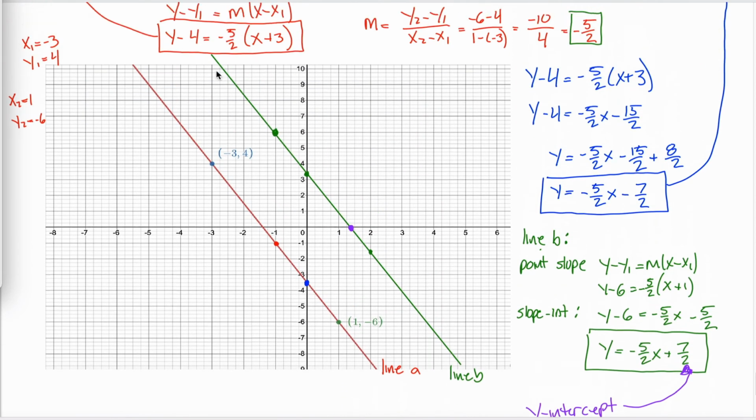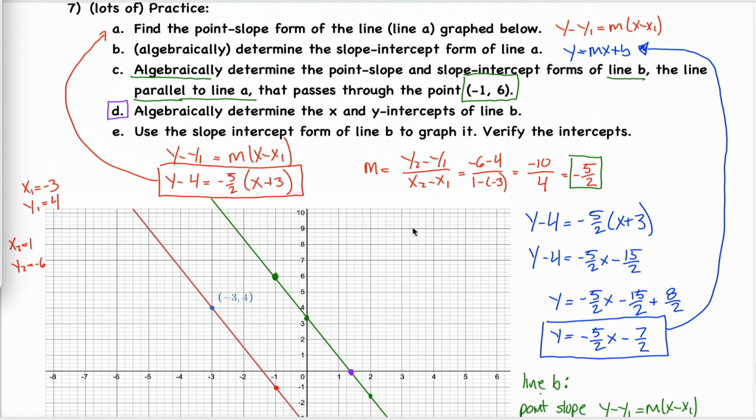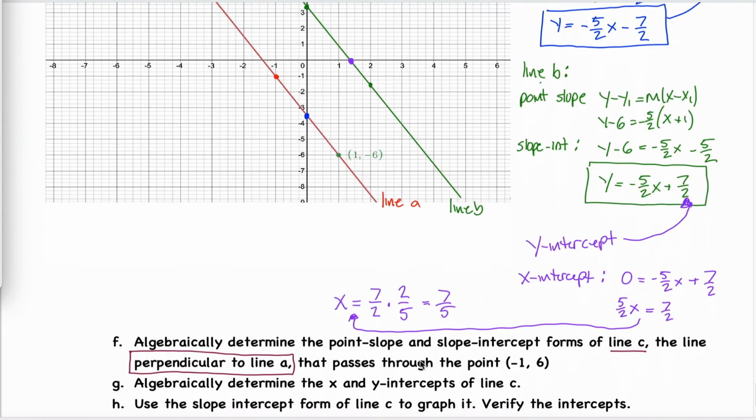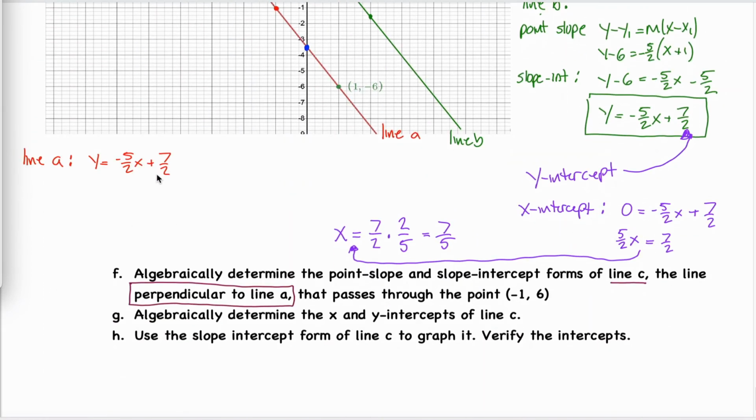So as a reminder, line A in its slope-intercept form was y equals negative 5 halves x minus 7 halves. And since we're so good with slope-intercept form, we can just look at this and tell the y-intercept and the slope immediately for line A. I don't want the y-intercept and the slope for line A. I want to know the y-intercept and the slope for line C. Fortunately, I can use what I know about line A and the information that's given to figure that out.